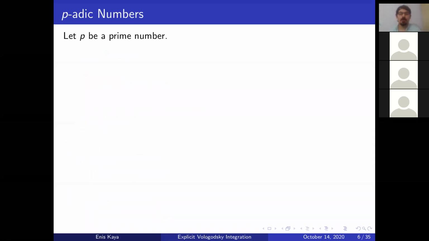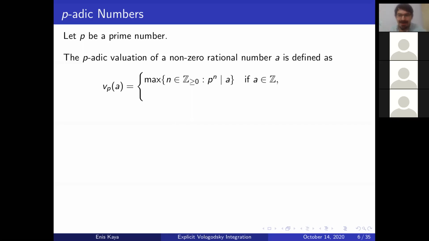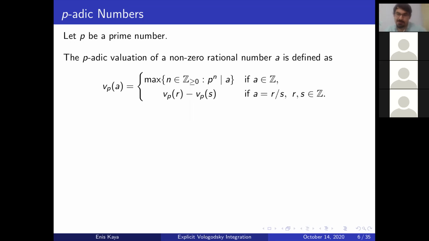Okay, p-adic numbers. For us, p will be a fixed prime number. We have a non-zero rational number a, and the p-adic valuation of a is defined as follows. First, we consider the case where a is an integer. In this case, the valuation will be the maximum power of p that divides a. If a is not an integer, we can write it as the ratio of two non-zero integers, r and s. Since r and s are integers, we know how to define their p-adic valuations, and the valuation of a is just defined as the difference.